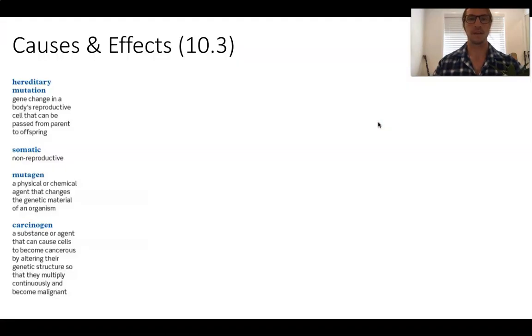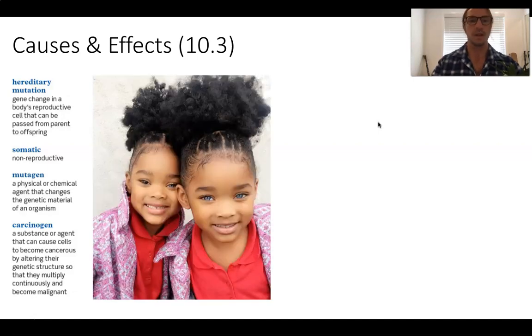Okay, let's keep going. Lastly, 10.3, causes and effects of mutations. So mutations are random, but we can have factors that make mutations more likely to happen, as a lot of mutations are caused by environmental conditions or exposure. Blue eyes, for example, are believed to be the result of a mutation that took place in people who migrated from Africa to Europe many generations ago, as it increased vision in poor lighting.